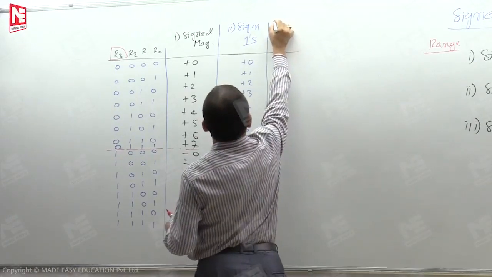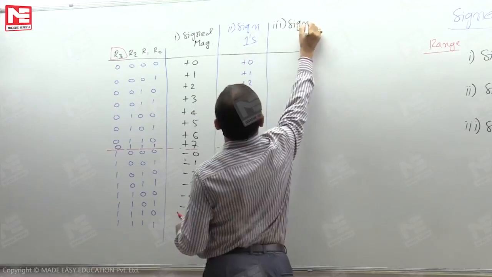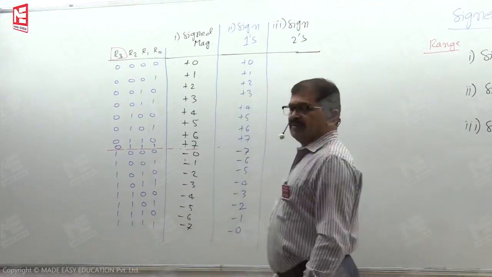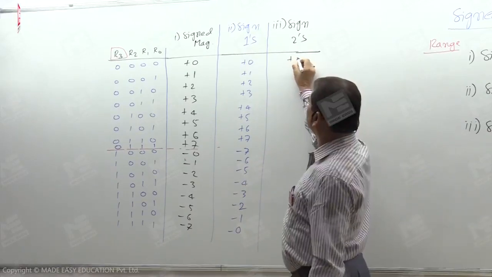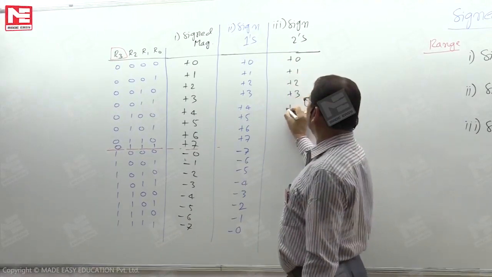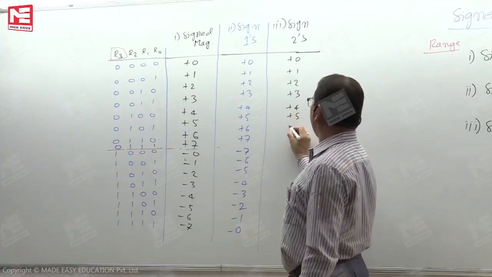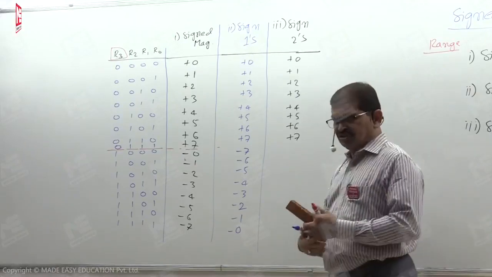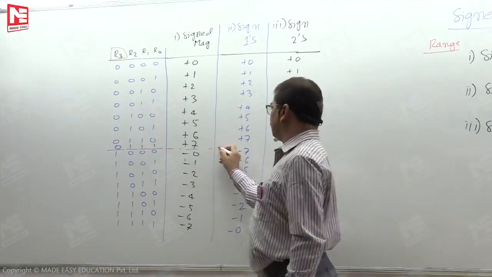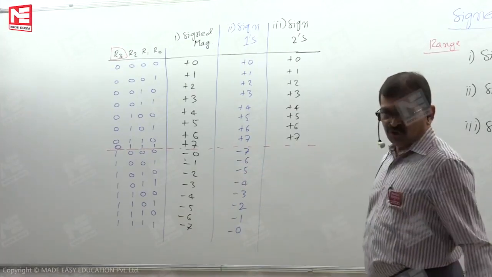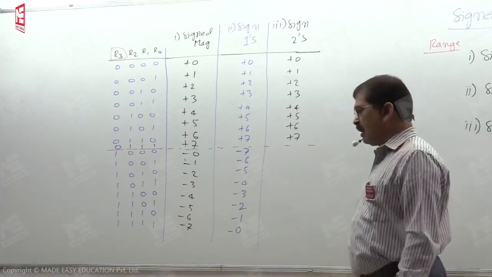The last case, sign 2's complement notation. As usual, for the first 8 combinations, plus 0, plus 1, plus 2, plus 3, plus 4, plus 5, plus 6, plus 7. For the remaining 8 combinations, the number is negative. Hence, the magnitude is not the true magnitude. The magnitude is in 2's complement form.